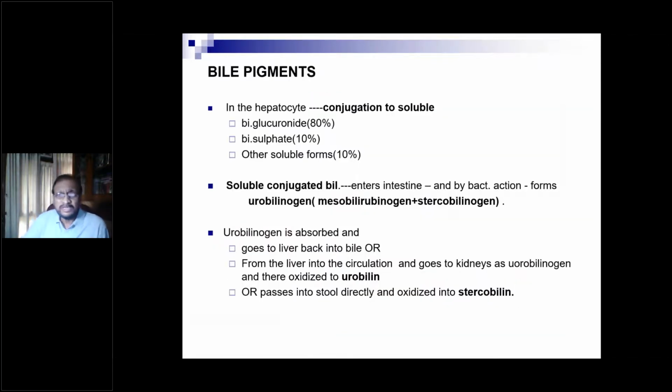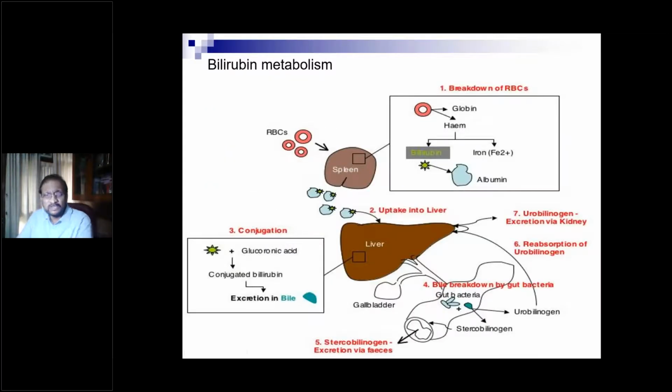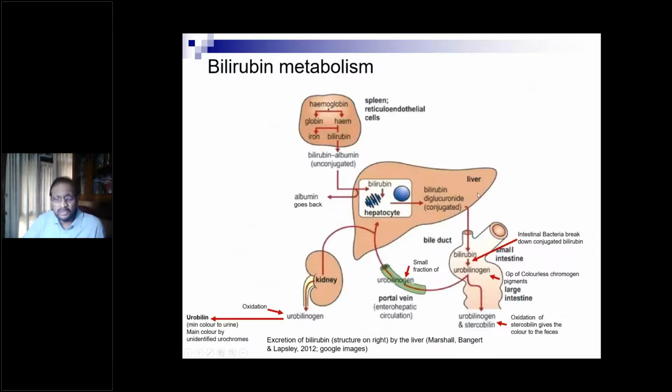So basically conjugation to the glucuronide, sulfate, another soluble form 10%, and now the soluble conjugated bilirubin goes into the intestine. What I was showing you, right? So stage 1 is basically breakdown, conjugation, uptake by the liver, in the liver conjugation. Then it goes to the gut where it's broken down by the gut bacteria. Number 5, part of it is excreted into feces and part of it is reabsorbed and goes back to the kidney, and from there gets re-excreted. Better shown out here.